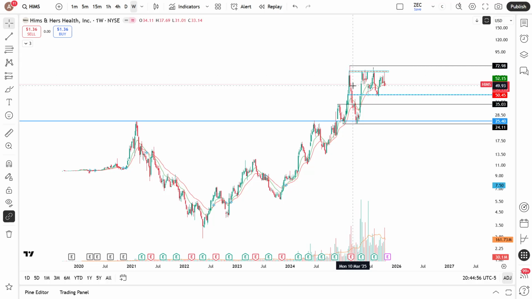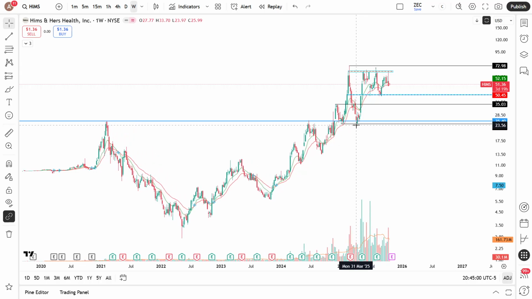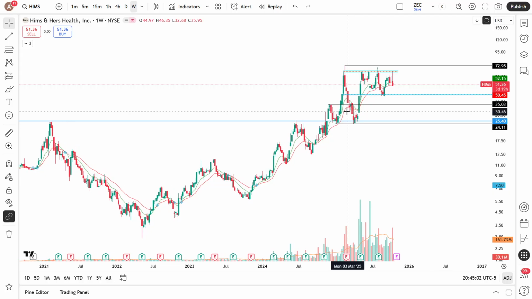And then after the whole tariff fiasco with Liberation Day, where did price find its floor? Again, at the former all-time high, the same level where it bounced the last time. So that tells us that what used to be the ceiling is now our floor. This is a valid support resistance flip.